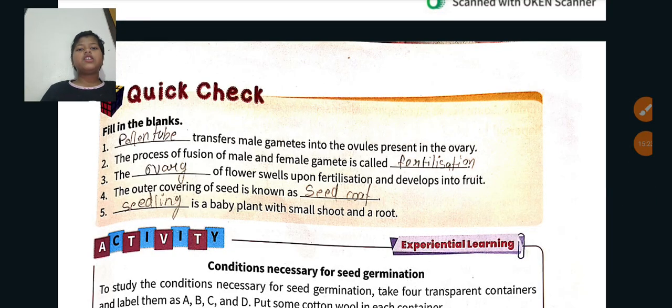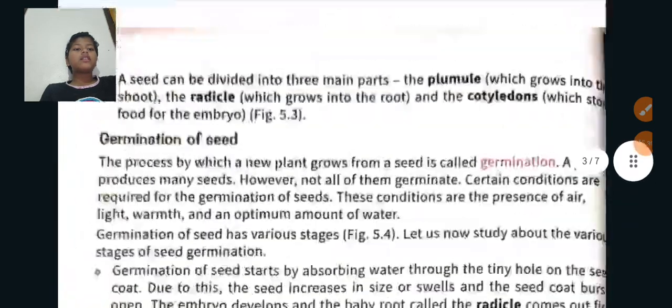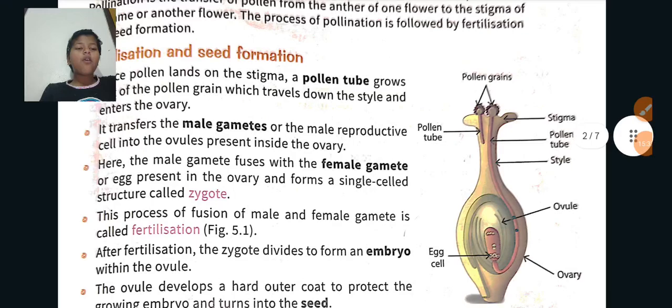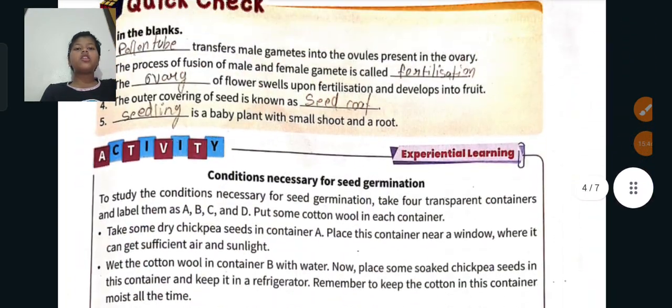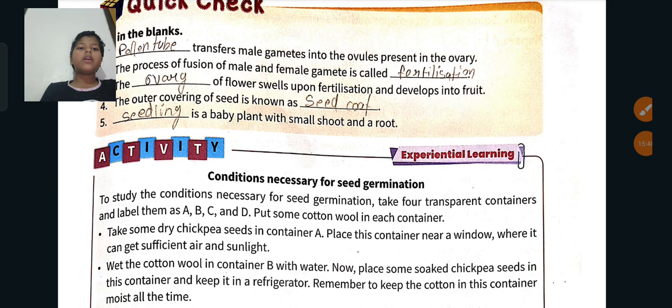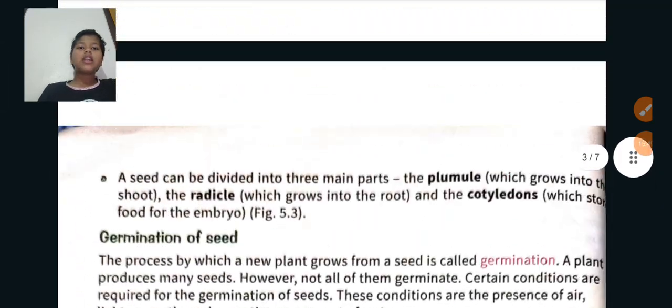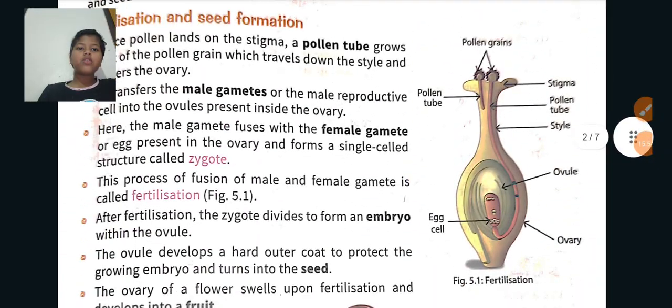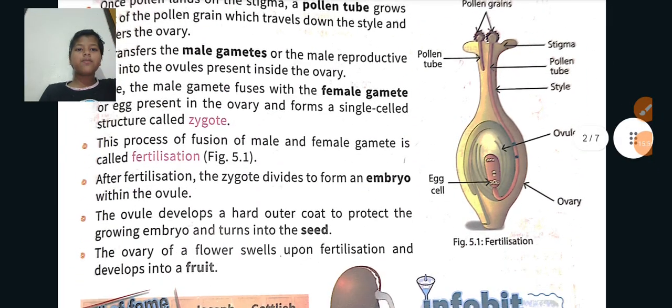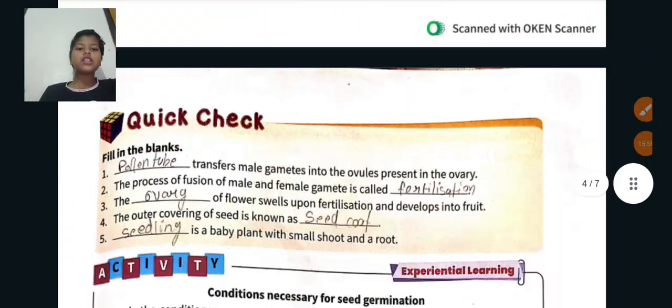Now here are some questions. Transfers male gametes into the ovules present in the ovary. Here you can see in this diagram, the pollen tube transfers the male gametes to the ovary over here. So the correct answer will be pollen tubes. The process of fusion of male and female gametes is known as fertilization, as you can see over here. Now next question.